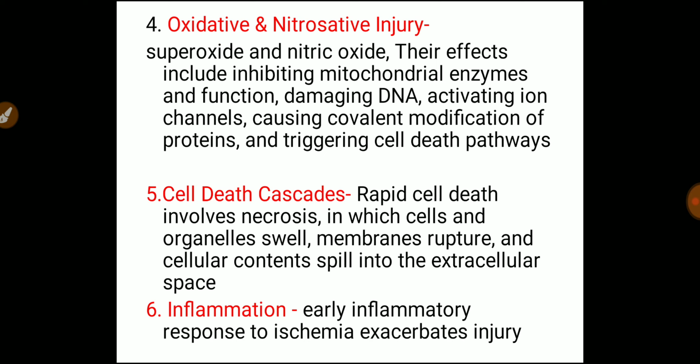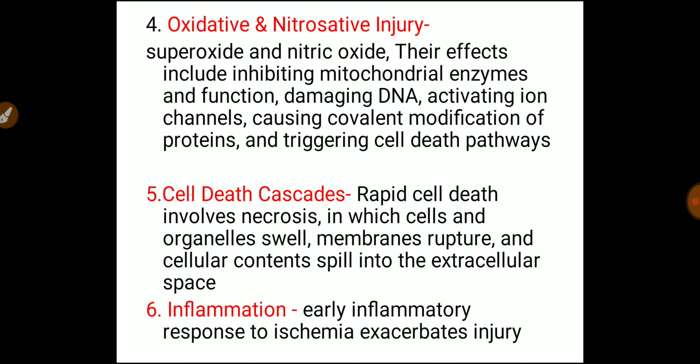Now fifth is oxidative and nitrosative injury. As you know, there will be cell injury as there is less blood flow, then there will be more free radicals. Free radicals are very dangerous for the cells as they can destroy the cells. So what are the oxidative radicals we are talking about? Superoxide and nitric oxide. These two are very dangerous for the cells.